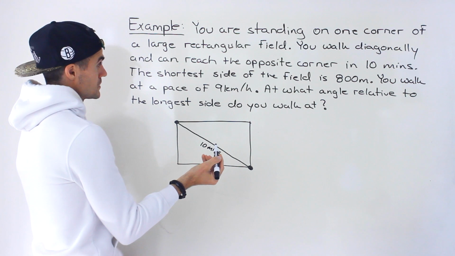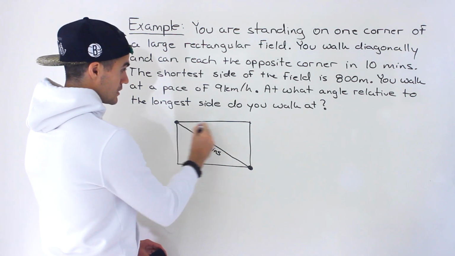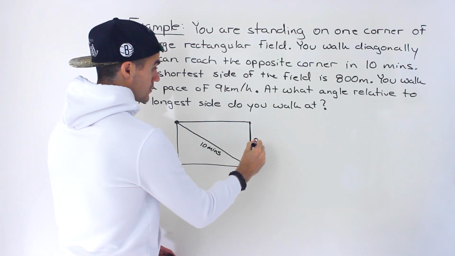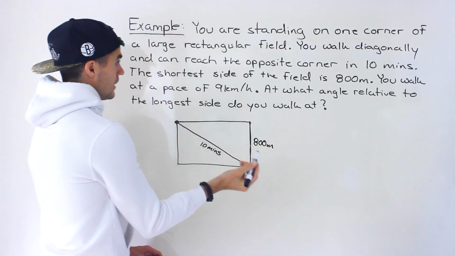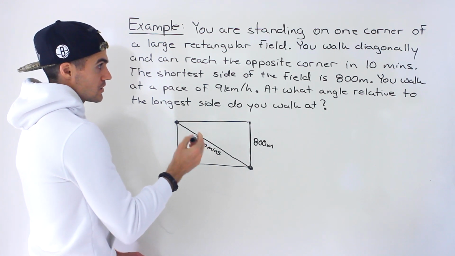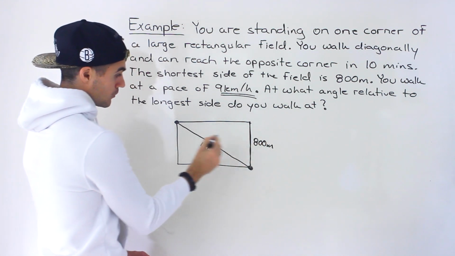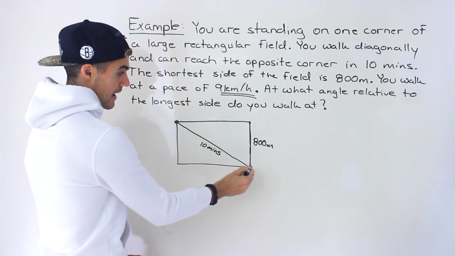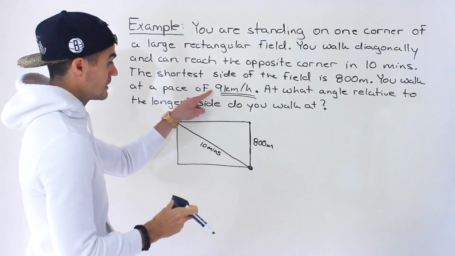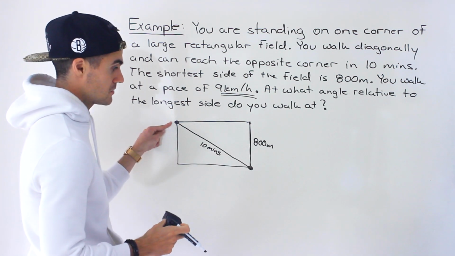And then what else are we told? The shortest side of the field is 800 meters. Well, notice that this is the longer side, this is the shorter side. So this side here is 800 meters. And then you walk at a pace of 9 kilometers per hour. And so notice that we're given the speed at which you're walking, and then we're given the time you take to go from here to here. Well, notice with the speed and the time, we can actually find out what this distance is going to be.